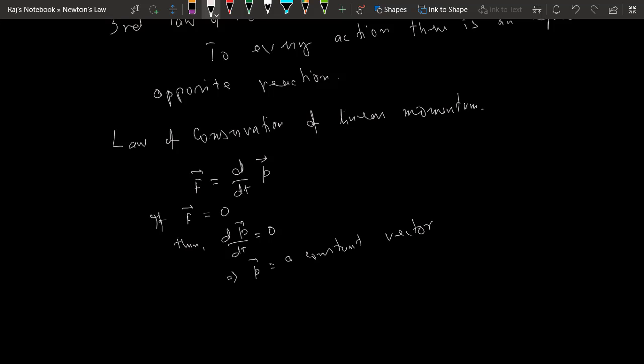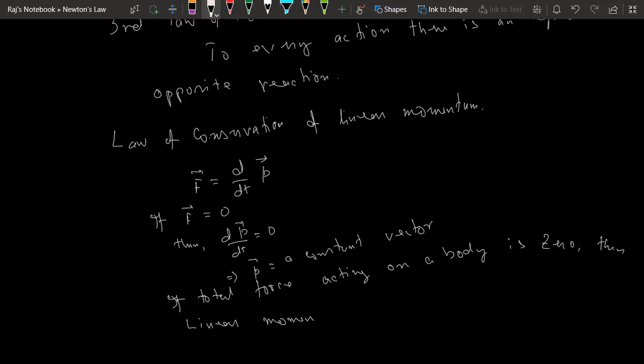Hence, the law of conservation of linear momentum states that if the total force acting on a body is 0, then linear momentum is conserved.